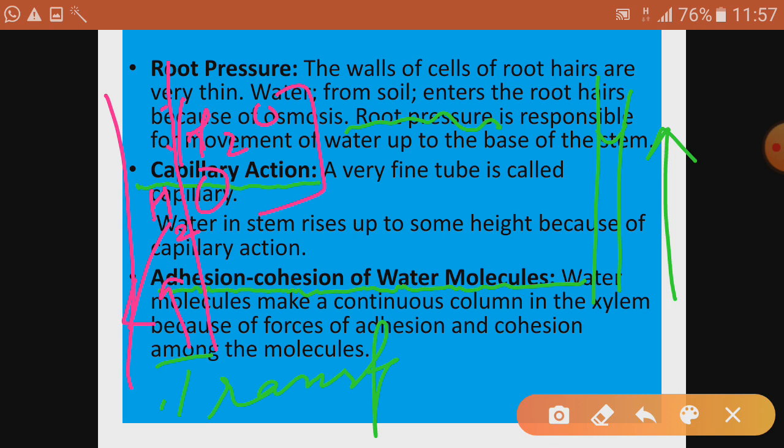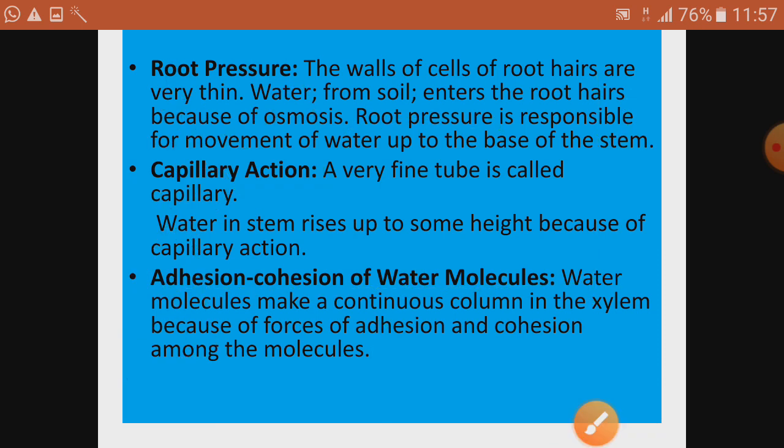It is a kind of a support system. Okay, and because of the bond between water molecules and the bond between water and the wall of the xylem, the water moves upward. So many theories were put forth by the scientists. I am just repeating. First is root pressure. Root exerts pressure, puts some pressure, and water moves upward. Second is capillary action, because xylem are very thin, and because of capillary action the water moves upward. And another very important theory is cohesion and adhesion of water molecules.